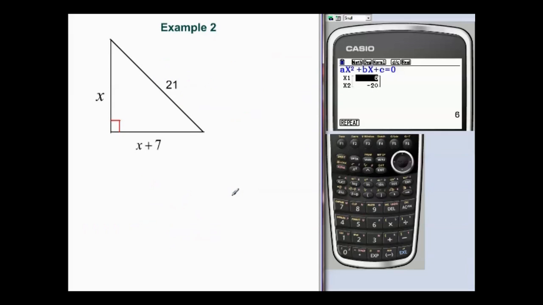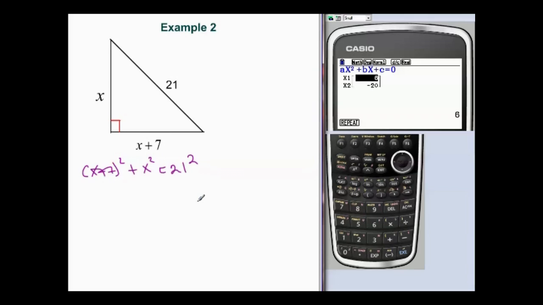Next one, not so straightforward. This one's a little bit nastier. Here's my a squared, b squared, and c squared. Let's go ahead and set it up. X plus 7, this one is a little bit different than the one I got out of the book. X squared is equal to 21 squared.